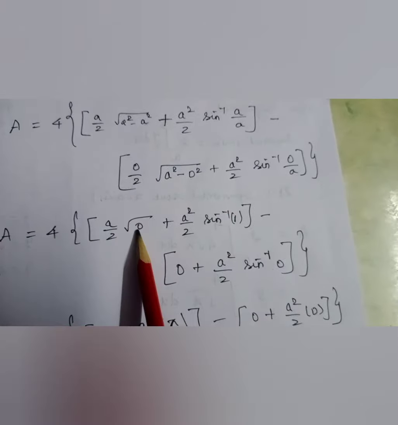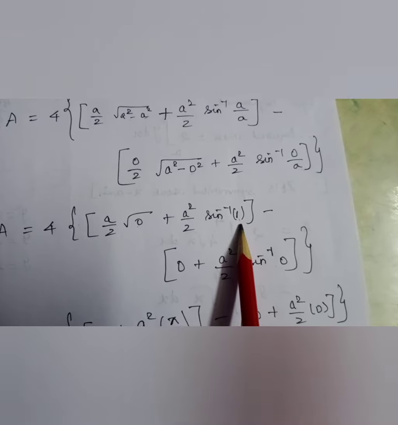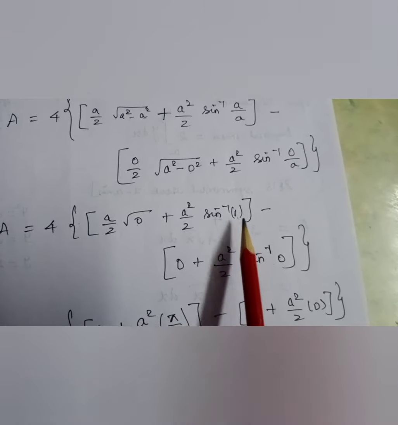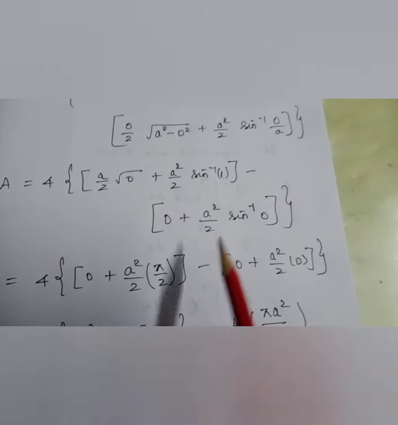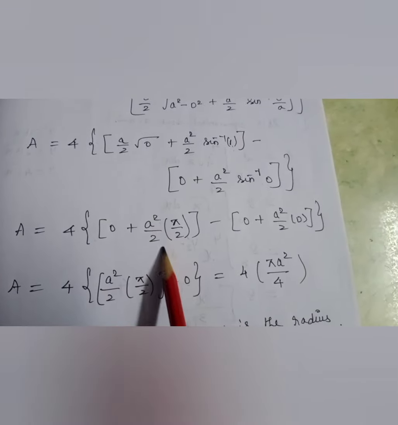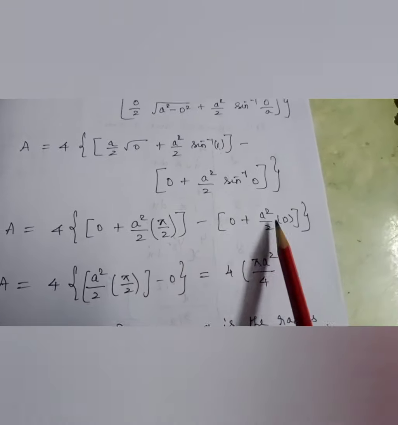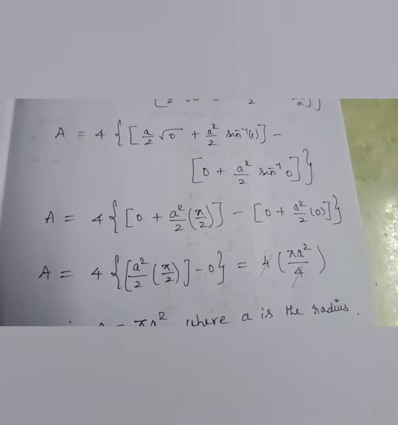So a minus a becomes 0, a by a is 1. And what is sine inverse of 1? Sine inverse of 1 is sine 90 degree, right? 90 degree only sine gets 1. So it is pi by 2. So we are substituting it to be pi by 2 and sine inverse 0 becomes 0. So we are getting the area is equal to 4 into 0 plus a square by 2 into pi by 2, and minus this becomes 0. So obviously 4 and 4 get cancelled, pi a square.